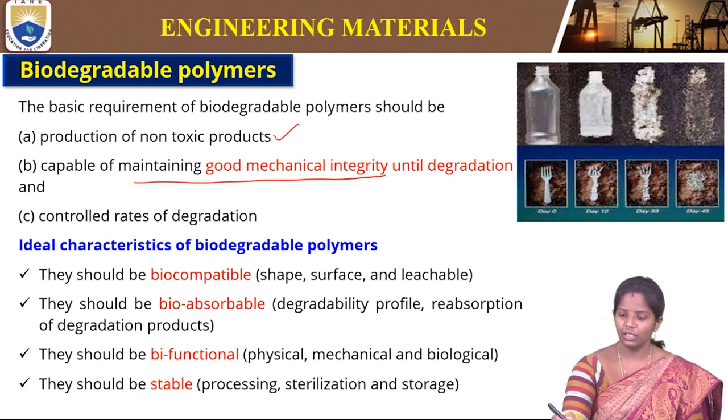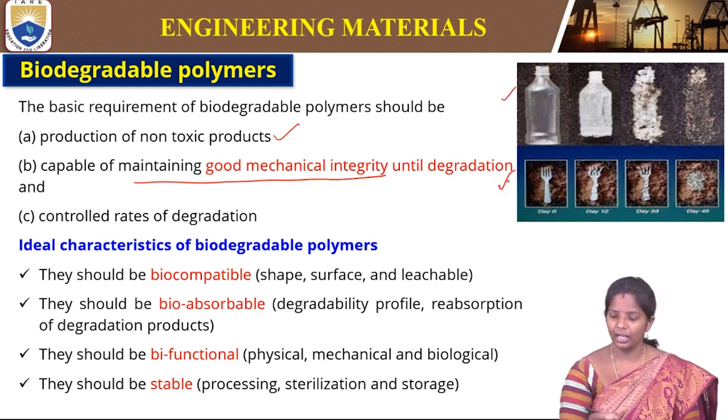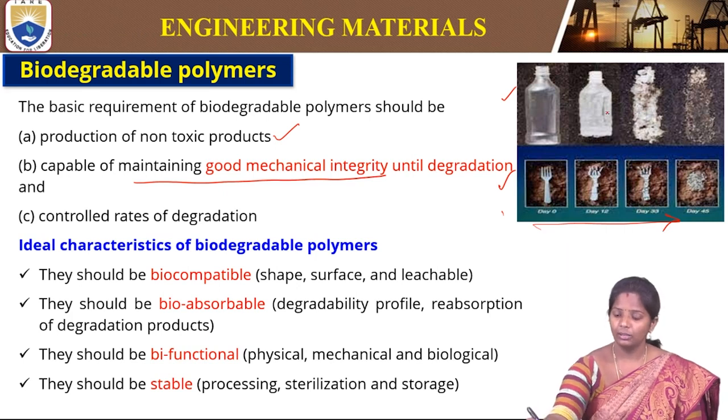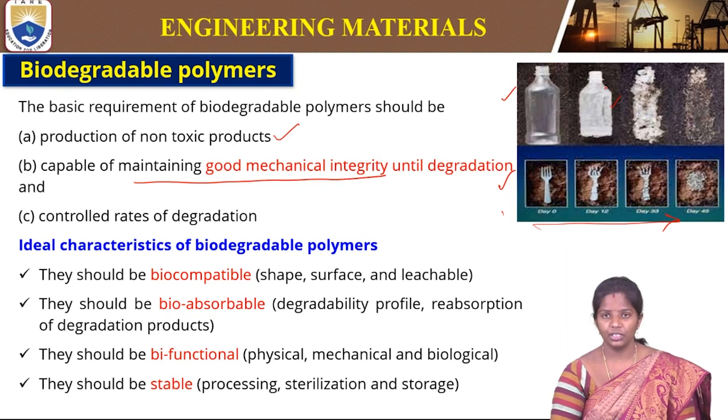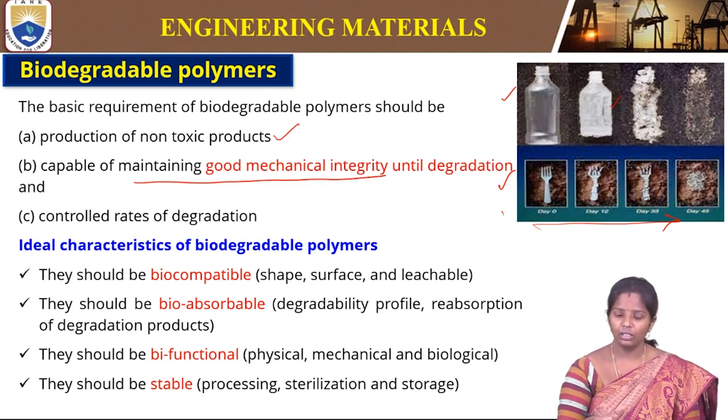If we see this bottle and the fork, they are getting degraded from day 0 to 45. So with time the degradation is taking place, but the mechanical strength is still present at the second time period. That is how good mechanical strength should be present until it is degrading completely. So this is the complete degradation.